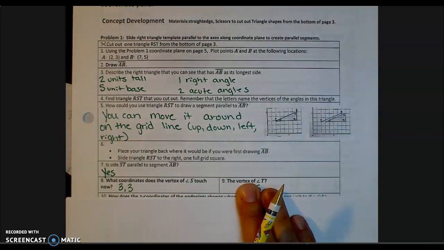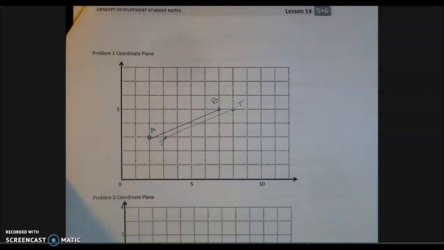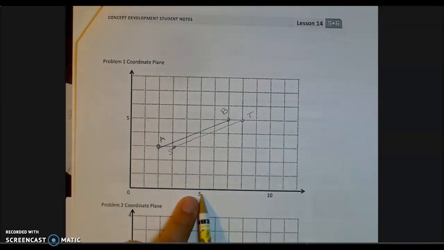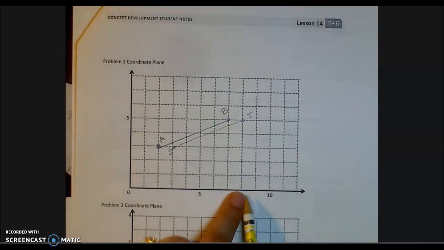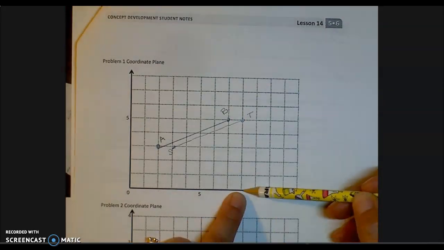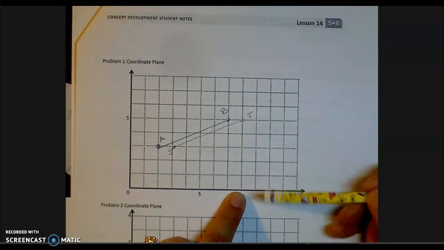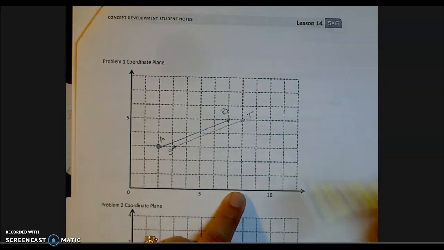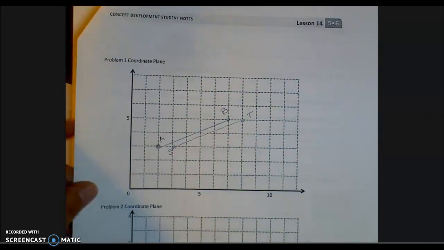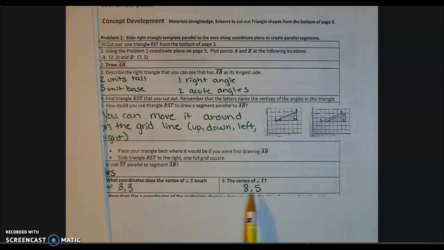And what about T? So we're counting over. Here's 5, 6, 7, 8. Miss Purdy, do you agree? Yes. And we would go up to 5. So our T coordinate is 8, 5.